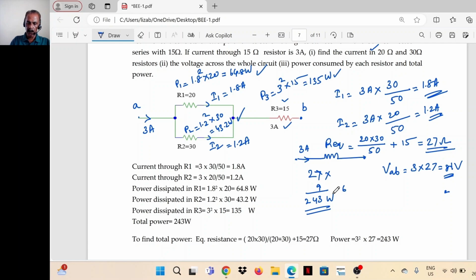So the voltage across the whole circuit is 81 volts. And power consumed by each resistance we found out. Adding all that, or from this circuit also you can find out the total power.